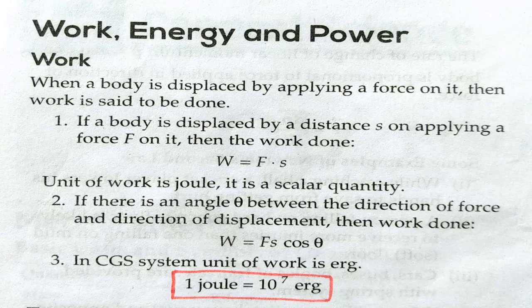In the CGS system, the unit of work is erg. 1 joule is equal to 10 power 7 ergs.